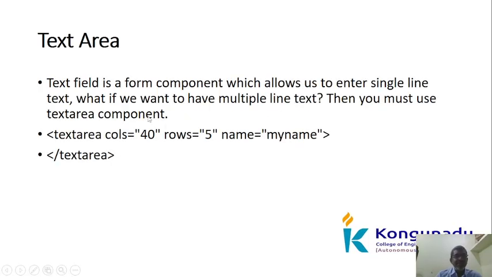Next one is the text area. For example, when you type your name, you have to give a typing area. A text field is a component which allows you to enter a single line of text. If you want multiple lines of text, you must use the text area component. For the text area, I make it 40 columns, with rows 5. The name is "my name", and then the text area is closed.